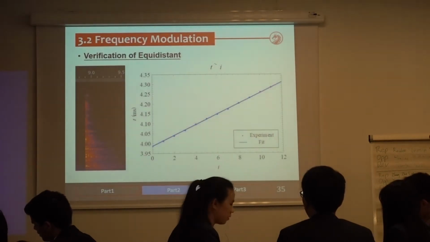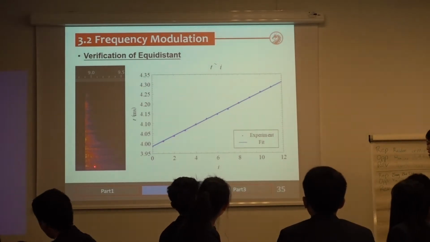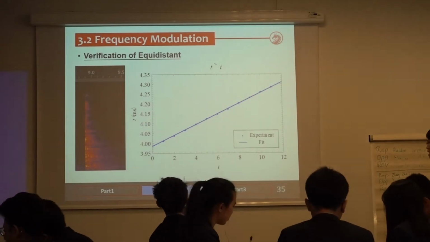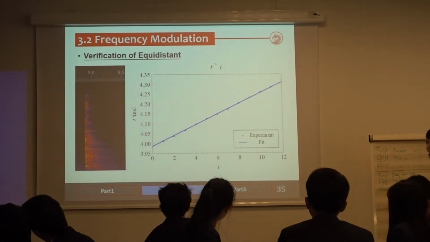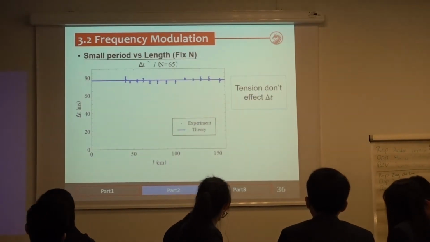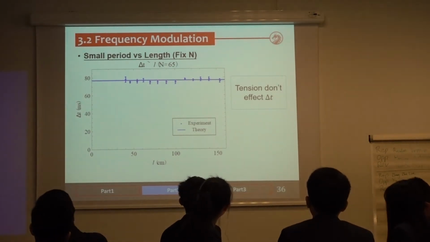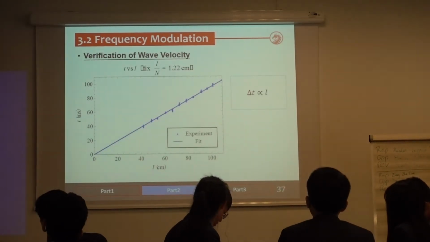Then let's focus on the most important part, the frequency modulation characteristics of the sine wave sound. If I calculate, for each frequency, the time spacing between each line in the spectral graph, I found that the time spacing between each line is equal, as shown in this figure. And then I fix N and change the tension. It's obvious that if I don't change the length of the wire, the delta T won't change, as my theory predicted, which means the tension doesn't affect delta T. And then I verify that delta T is proportional to the length of the wire. Here's my verification.